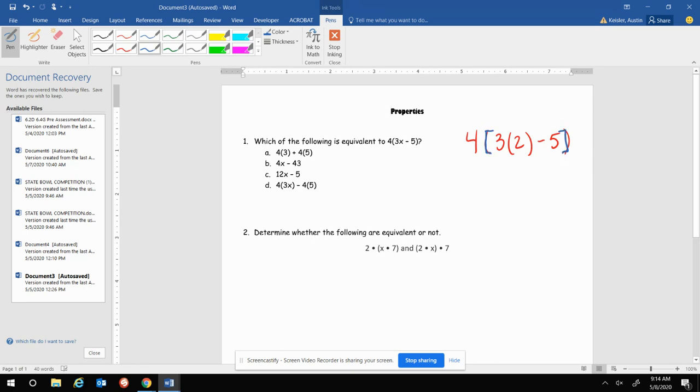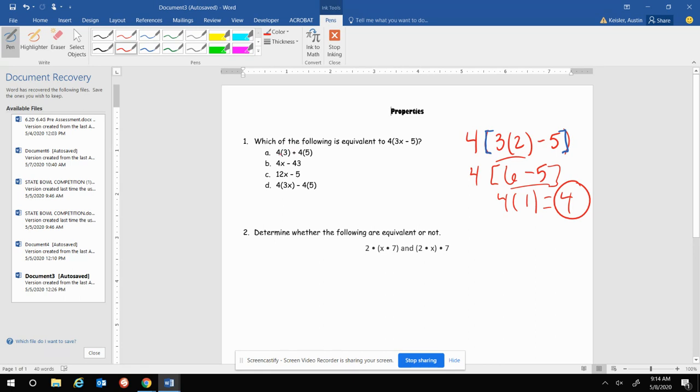So then I'm just going to follow order of operations and solve this. So I know 3 times 2 is 6, and then I bring all this stuff down. I know 6 minus 5 is 1, and I know 4 times 1 is 4. So this up here is 4. Now I'm going to need to go solve these and see which one also gives me 4.